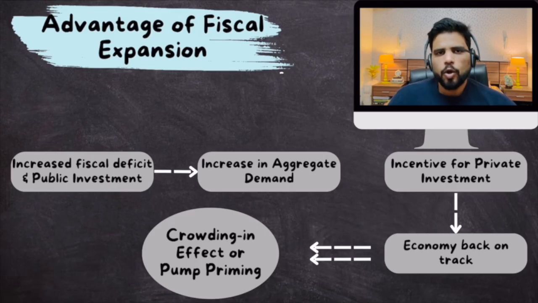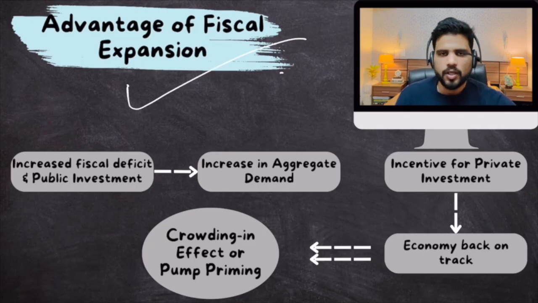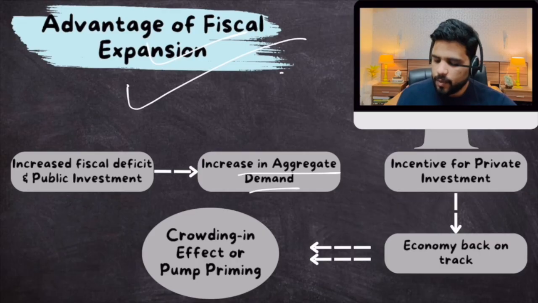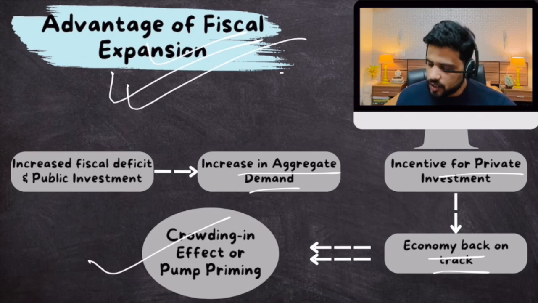First, let's talk about the precise arguments presented by fiscal conservatives. You understand the arguments made by fiscal expansionists in this picture, right? Why should fiscal expansion be done? Well, it increases aggregate demand, incentive for private investment, economy is back on track, pump priming. These are the arguments presented by fiscal expansionists. What are the arguments presented by fiscal conservatives?